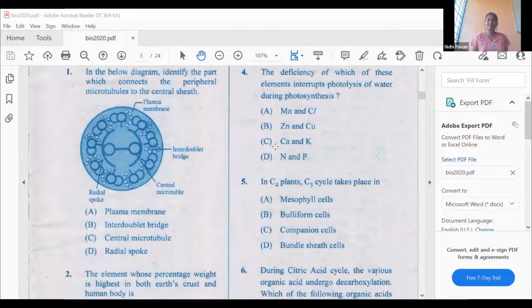In C4 plants, the C3 cycle takes place in option A, mesophyll cells, option B, bulliform cells, option C, companion cells, option D, bundle sheath cells. Kirtana said option D. Tasmia said option D. Jahnavi said option D. Fine. So the right answer here is option D, that is bundle sheath cells. Good going.